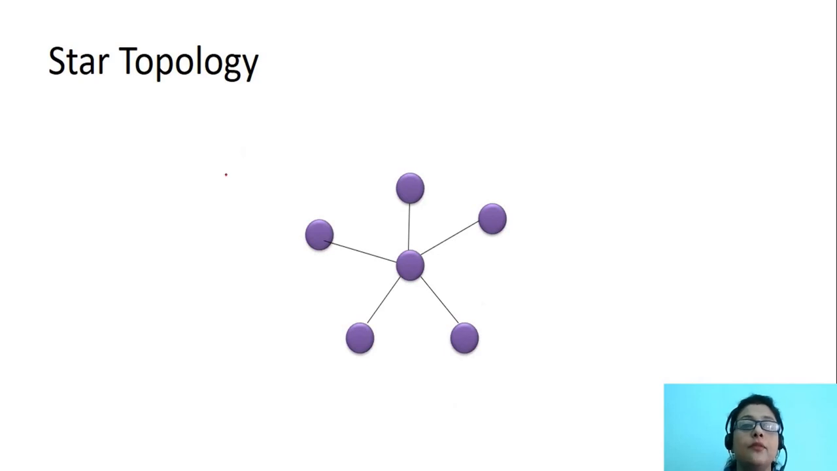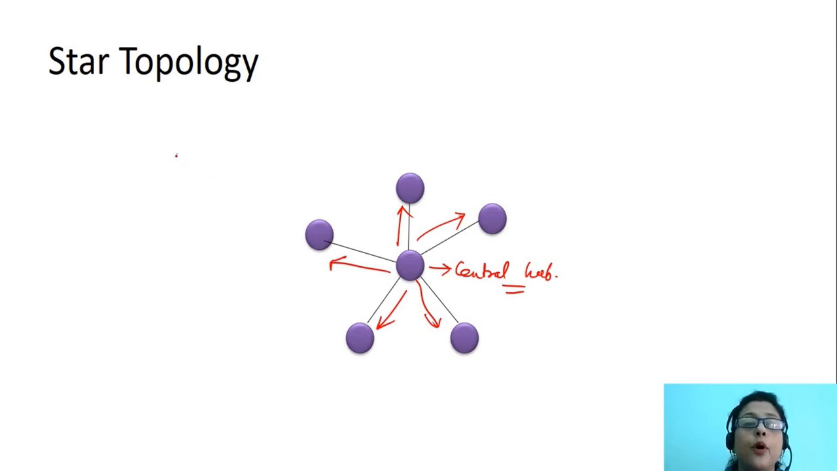This is an example of star topology. In star topology, there is a central hub through which all communication take place to all other nodes that are connected to the central hub. But the problem is that if the central hub crashes down, then the entire data communication crashes. So this is again a problem.